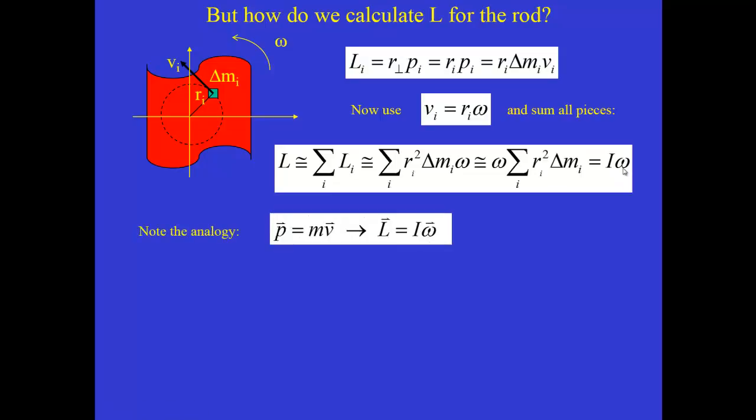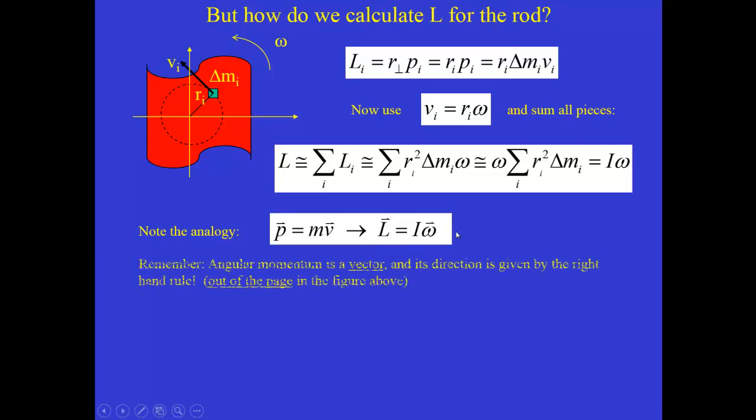And look at the analogy. This is something that we can remember from the corresponding quantity for linear momentum. Linear momentum p is mass times velocity. Angular momentum L, if we replace mass with moment of inertia and v with omega, we get the correct quantity. And notice, even though in the derivation above we were just adding together the magnitudes of the L of each piece because they all have the same direction, in general we should write this relationship as a vector equation, remembering the definition using the right-hand rule for the direction of omega and therefore the direction of L.